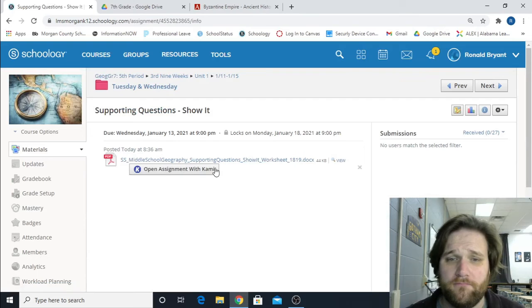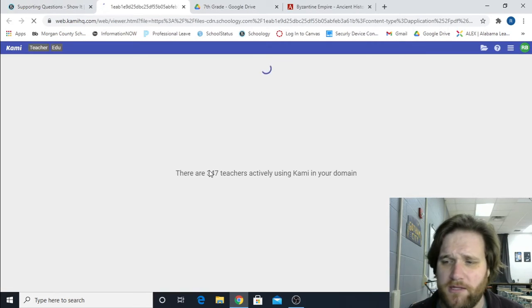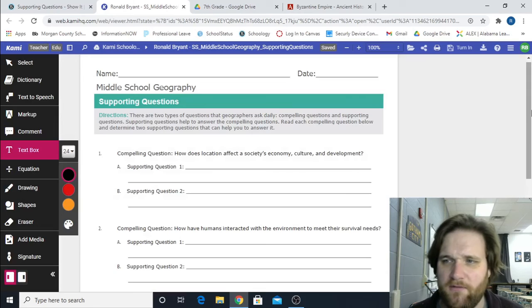Now, I'm going to open it in Kami so it looks the same as it would on your end. Sometimes I use the built-in reader in Chrome, and it looks different. So I'm going to try it this way. So, supporting questions. Compelling question: how does location affect a society's economy, culture, and development?